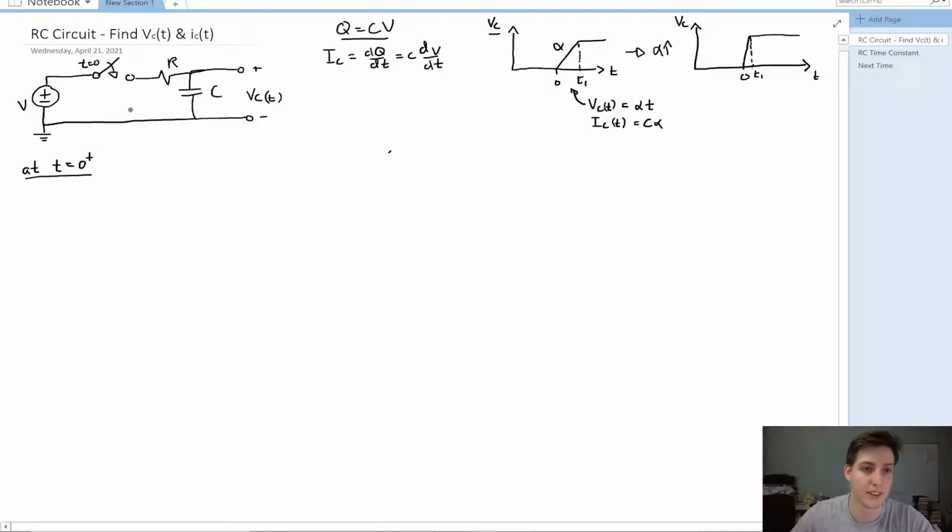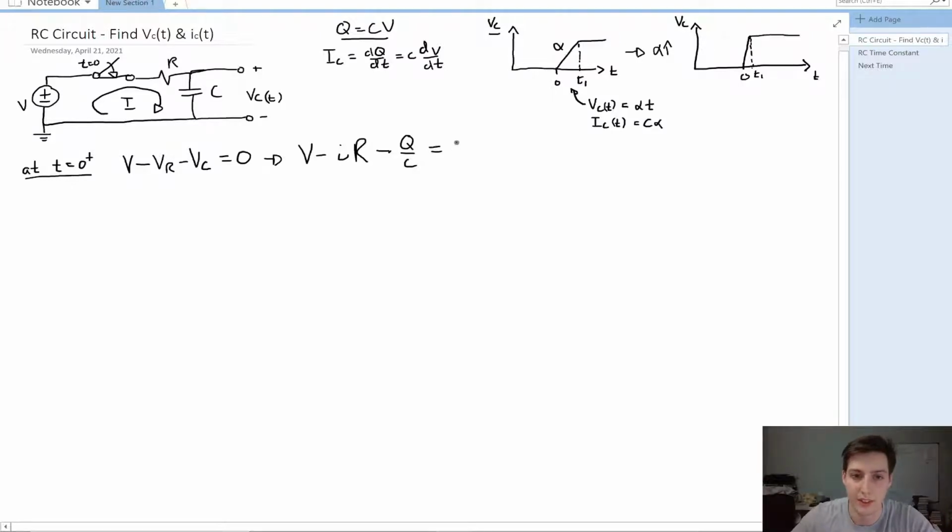Now what we can look at is how to actually analyze this circuit. If we are just after t equals 0 and our switch is closed, we know that we will have some current, which is I, and we can make a KVL loop for the circuit and say that V minus the voltage of the resistor minus the voltage of the capacitor is equal to 0. We know the voltage over the resistor is I times R, and the voltage over the capacitor is Q over C, based off of this equation.